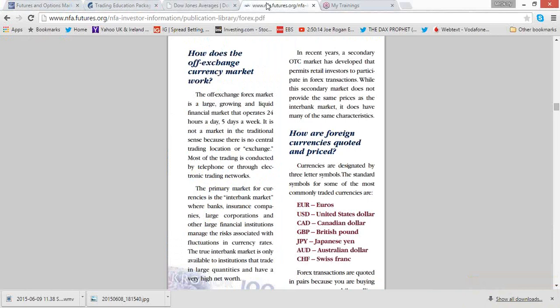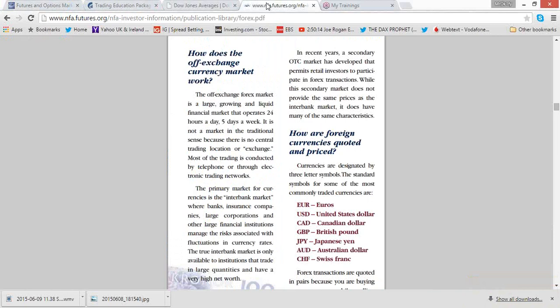And again, we have a fundamental module coming up, and we will cover all the news events that you will need to look at when you are trading forex. But again, this is just an introduction to trading, so we're just covering the basics here.